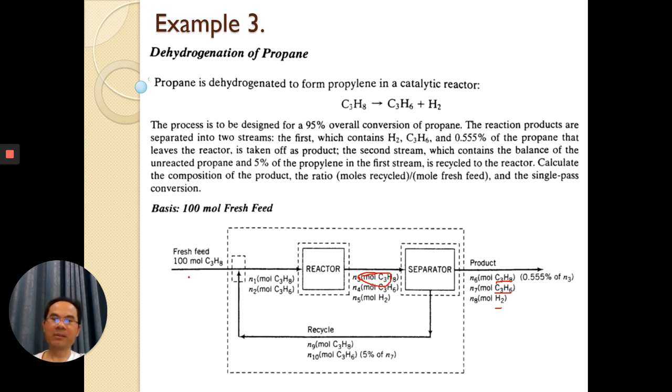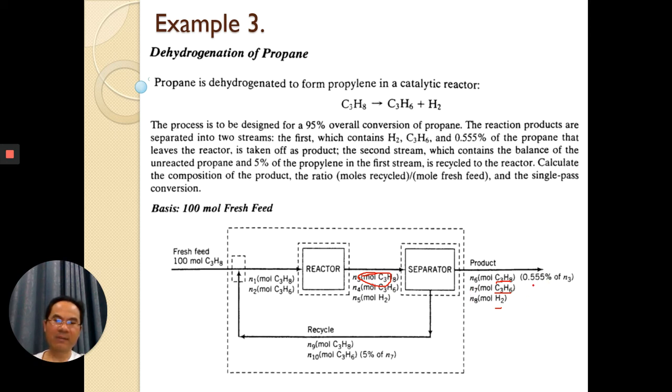Then you draw the flow chart. The fresh feed you know already. Feed propane to the reactor we denote N1. Feed propylene to the reactor is N2, and the propylene is fed from the recycle. The propane out of the reactor is N3. Propylene out of the reactor is N4. Hydrogen is N5. Propane as product is N6. Propylene as product is N7. Hydrogen as product is N8.